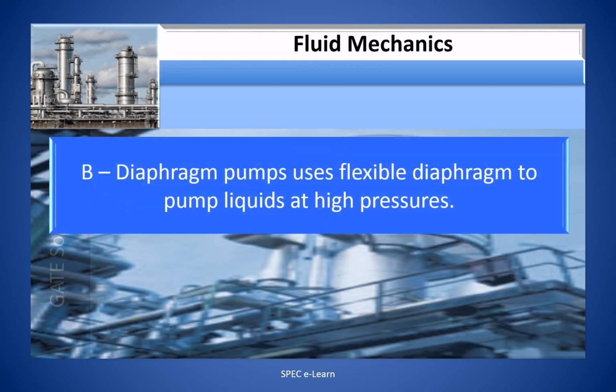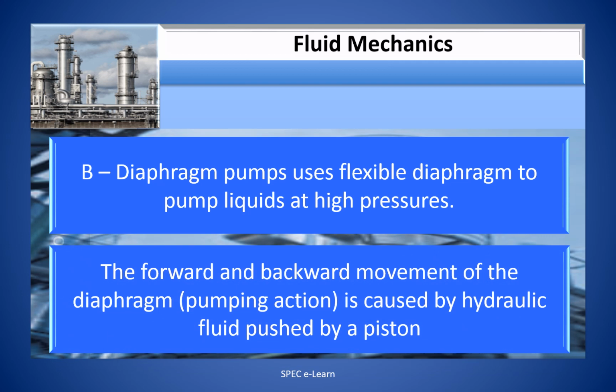B. Diaphragm pumps use a flexible diaphragm to pump liquids at high pressures. The forward and backward movement of the diaphragm pumping action is caused by hydraulic fluid pushed by a piston.